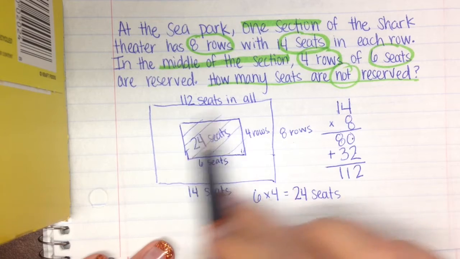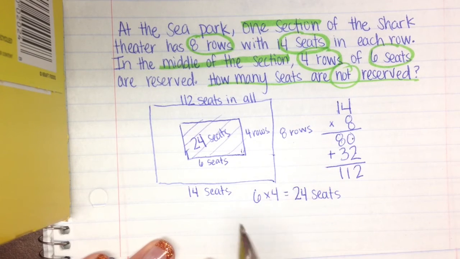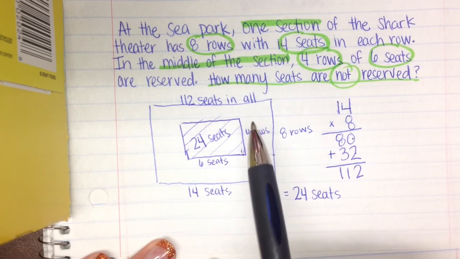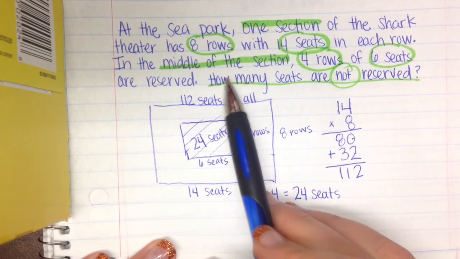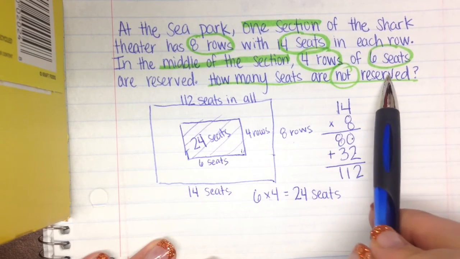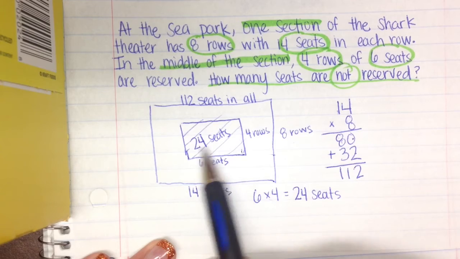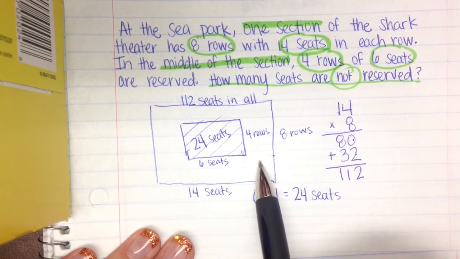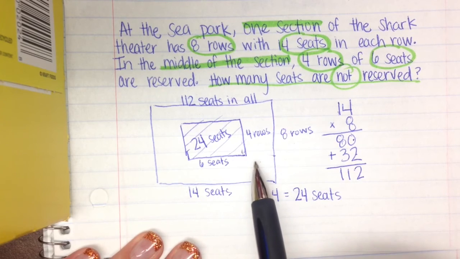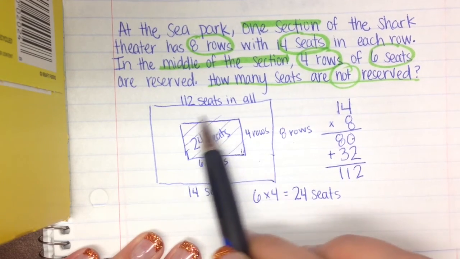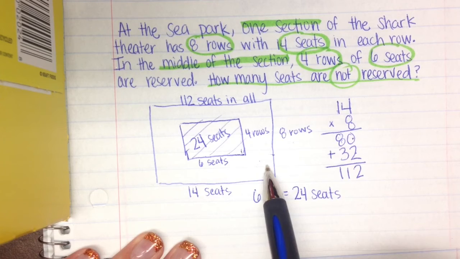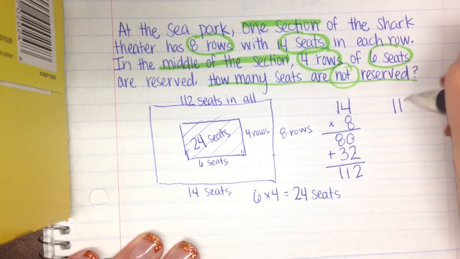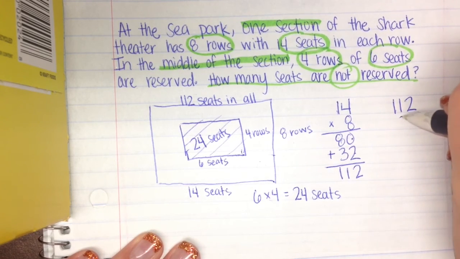Okay, now that I know all of my information about this diagram, I'm going to go back and reread the question and see how I'm going to solve it. How many seats are not reserved? Well, I know that there are 24 seats that are reserved, and there's 112 seats in all, so I can do subtraction again in order to figure out how many seats right here are on the outside that are not reserved. So I'm going to do 112, going to take away 24.